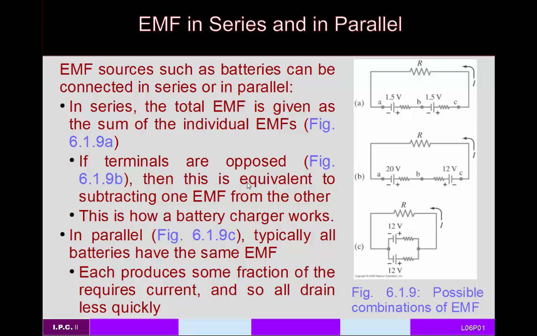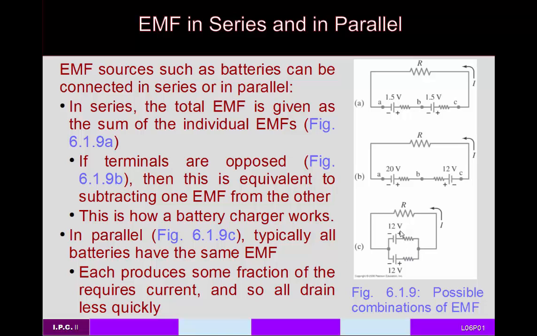If the terminals are opposed, like in this diagram where the plus is here and the minus here versus the plus here and the minus here, basically the two plus terminals are touching, if you will, and the two minus terminals are on opposite sides, then you just subtract one EMF from the other. So the total EMF for this is going to be 20 minus 12, or 8 volts. This, by the way, is how you set up a battery charger. This battery here is actually charging this battery here.